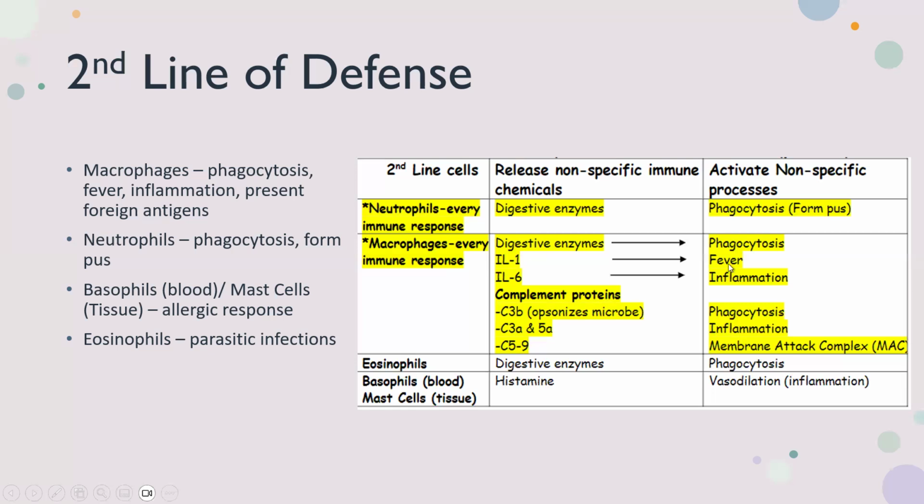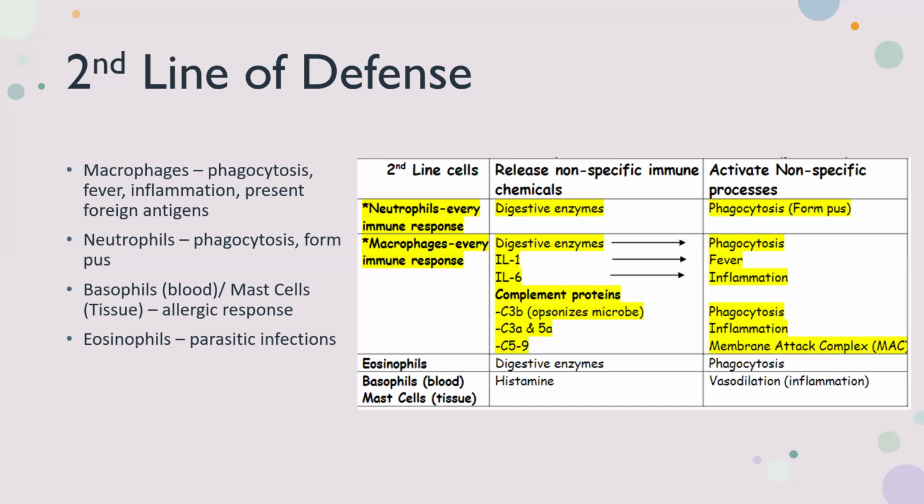I'm willing to bet 100% that you're going to have a question asking you, what are the two second line cells that are involved in every immune response? And I hope that everyone gets that right, because it's macrophages and neutrophils. The way the next phase of the question will ask you, it's okay, give me two second line cells that are involved in this response. Then the second phase is going to ask you, what are the non-specific immune chemicals that these second line cells release? And then it's going to ask you about the processes of those immune cells.